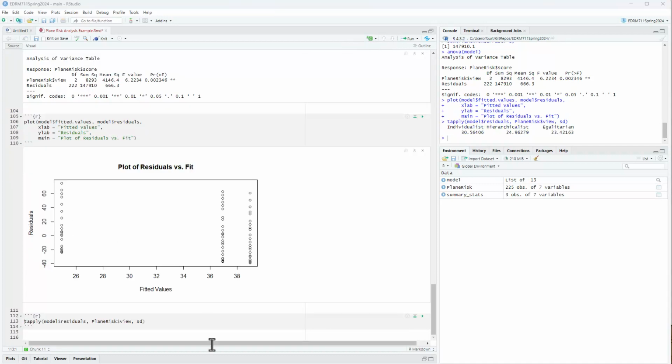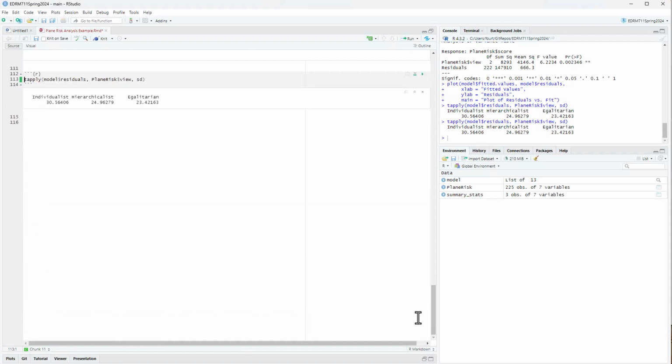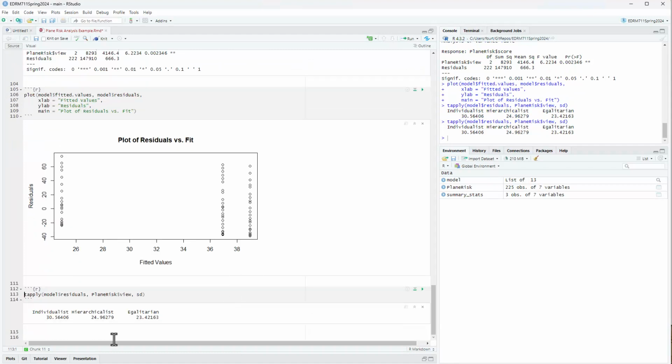And I've gone ahead and put in some code. So I'm now going to look at the residuals, but I'm going to look at it for the different categories that we have. And when we do that, here are the standard deviations for each of those: 30.5, about 25, and about 23. So you might say, well, how come I couldn't see that in the graph?